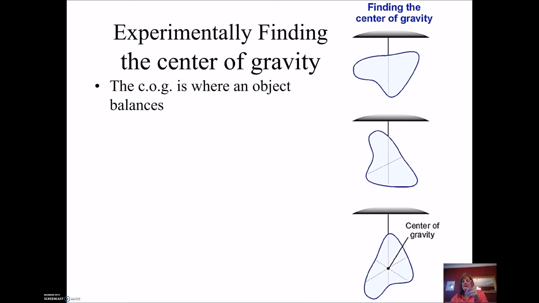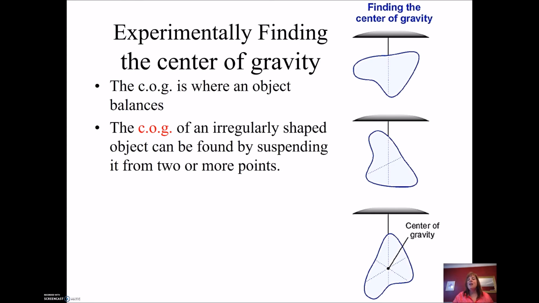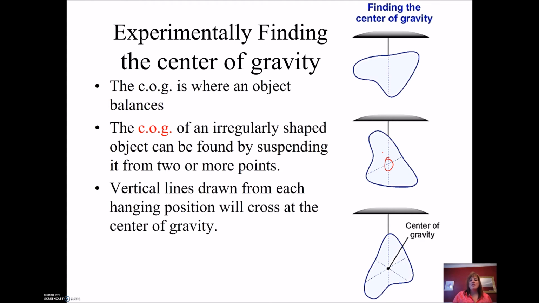If the mass wasn't here, it would just fall. You can do this for an irregularly shaped object by suspending it from a string from one or two points. When it's stopped moving, we draw a straight line down from that string, we'll just use the dotted line there. Then we switch the location of the string and draw another straight line. The center of gravity is where those points intersect.